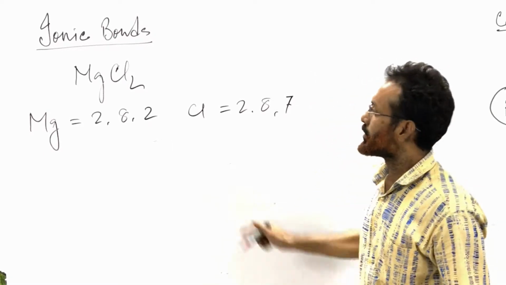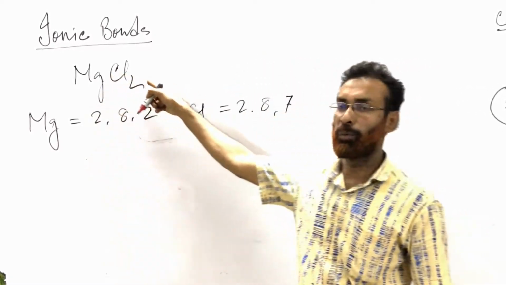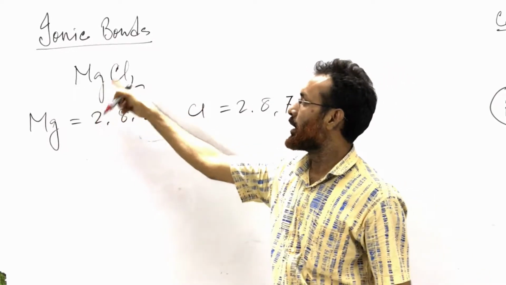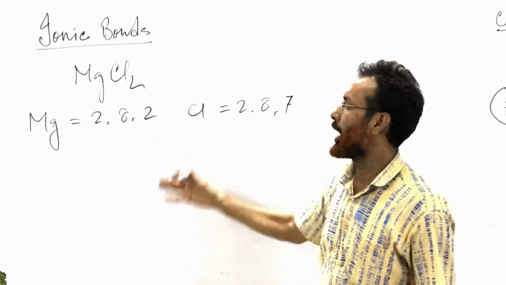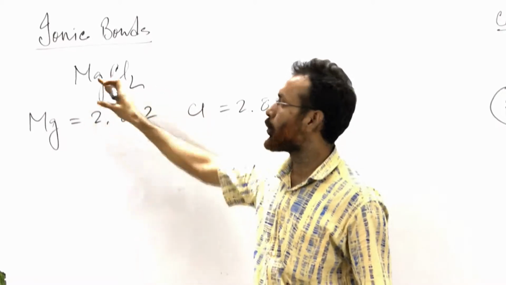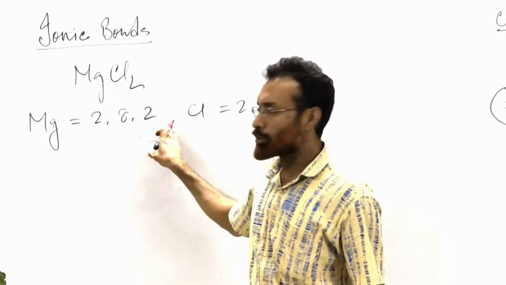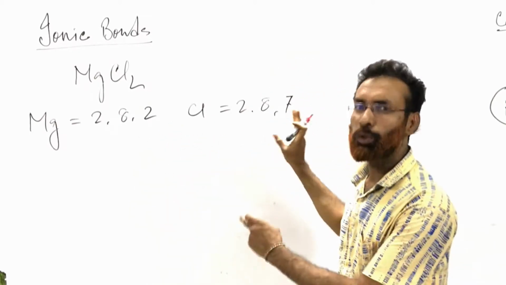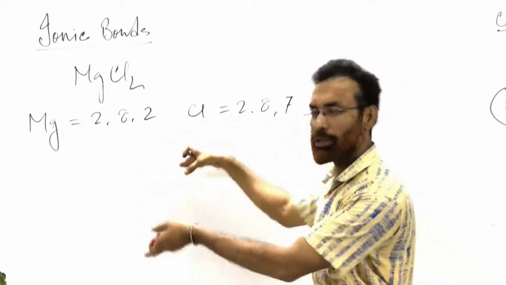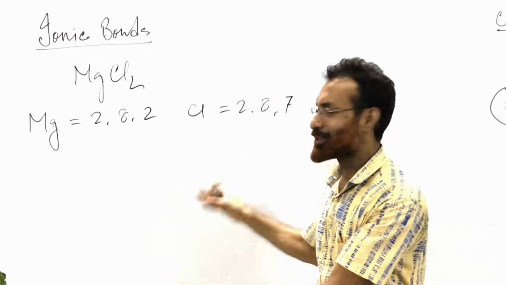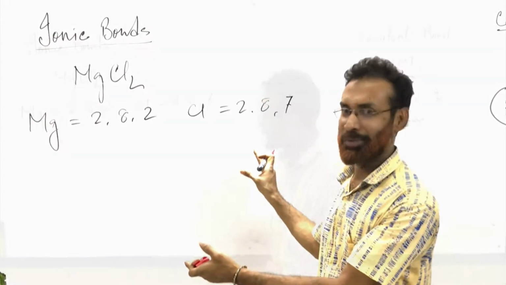It's clear. So we write the formula. Look at the formula. You understand why this happens. Why we write MgCl2. Why is 2 there? I mean 2 chlorine atoms with 1 magnesium atom. This is because magnesium loses 2 electrons, and you need 2 chlorine atoms to gain those 2 electrons. Each gains 1. So we need 2 chlorine atoms.